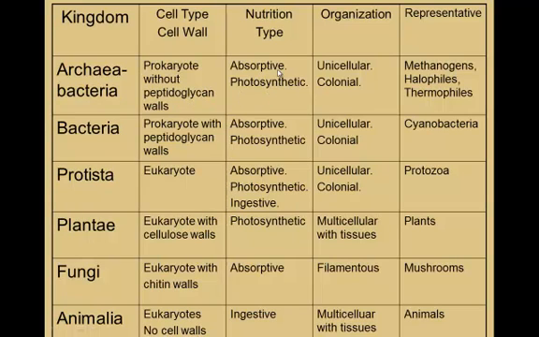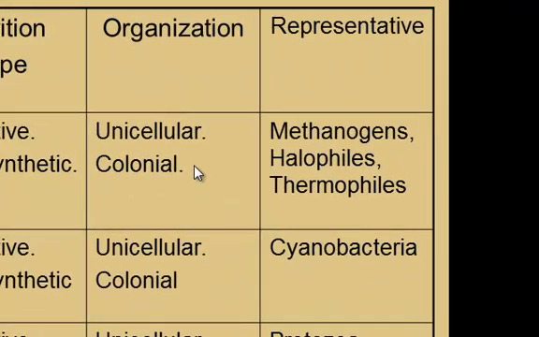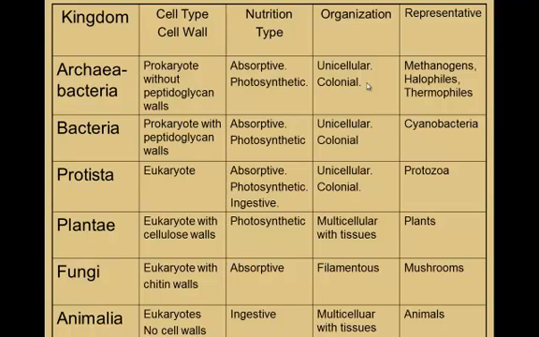The archaea do have absorptive nutrition, and they are considered heterotrophic, and they have photosynthetic nutrition, and those are considered autotrophic. All of the archaea are single-celled or unicellular. They can aggregate together as colonies. The cells in colonies are independent with regard to nutrition and reproduction, and this is what distinguishes a single-celled colonial organism from a multicellular organism. In a multicellular organism such as yourself, all your cells cooperate for nutrition and for reproduction.